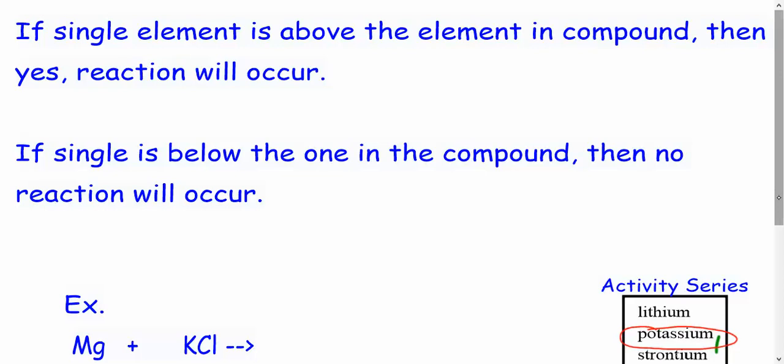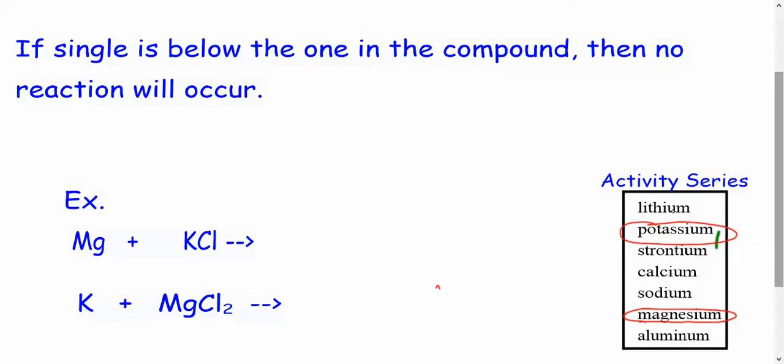So, here's how you do it. Here's just an excerpt from an activity series. If the single element is above the element in the compound, then the reaction will occur, because that means the single element is more active than the one in the compound. So you compare magnesium to the metal in the compound, which is potassium. Magnesium is here and potassium is here. Potassium is above magnesium, therefore more active. Therefore potassium will stay in the compound, so nothing will happen.